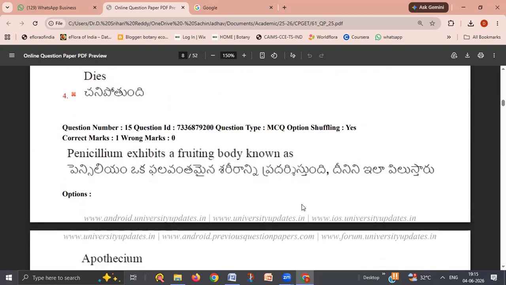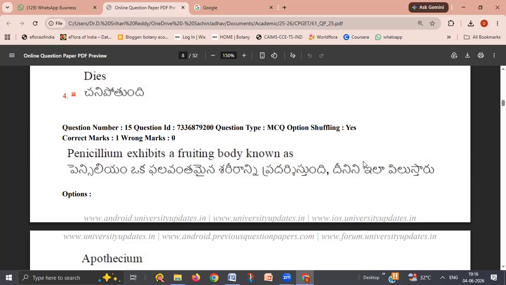And Penicillium, the next question is, Penicillium exhibits a fruiting body known as. So Penicillium, as we discussed earlier, belongs to the family Saccharomyces. And we also discussed Penicillium notatum. It is a beneficial fungal organism. It is also called a wonder drug. Penicillin is called a wonder drug because it saved millions of people's lives.